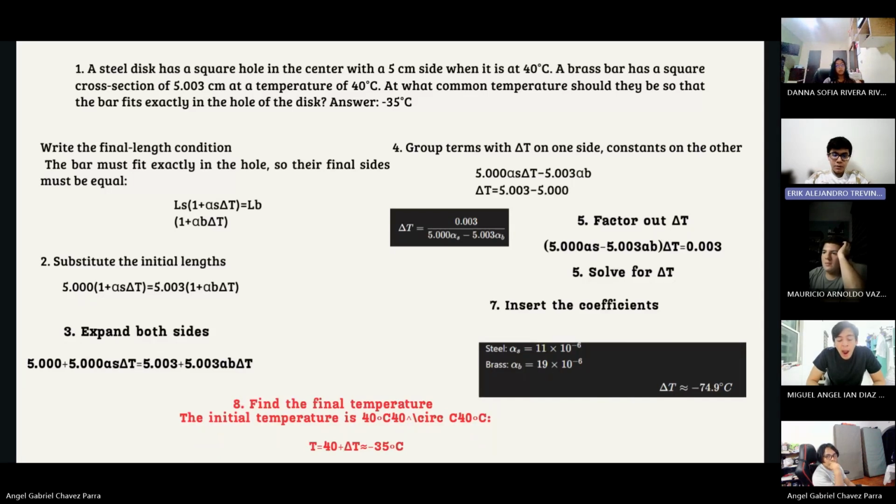The initial temperature is 40 degrees Celsius. T equals 40 plus the differential of temperatures, which equals minus 35 degrees.